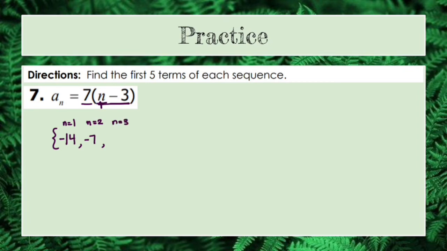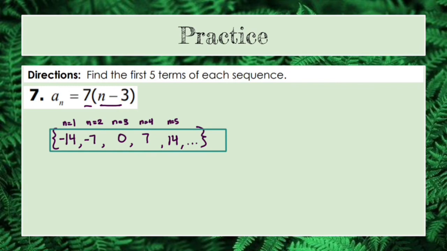Then I want to plug in n equals 3. 3 minus 3 is 0. 0 times 7 is 0. Then I want to continue and plug in n equals 4, and then n equals 5. So if I put in 4, 4 minus 3 is 1. 1 times 7 is 7. Plug in 5. 5 minus 3 is 2. 2 times 7 is positive 14. And this is not limited. It doesn't say that it ends. That's just the first 5 terms. So this is your answer.